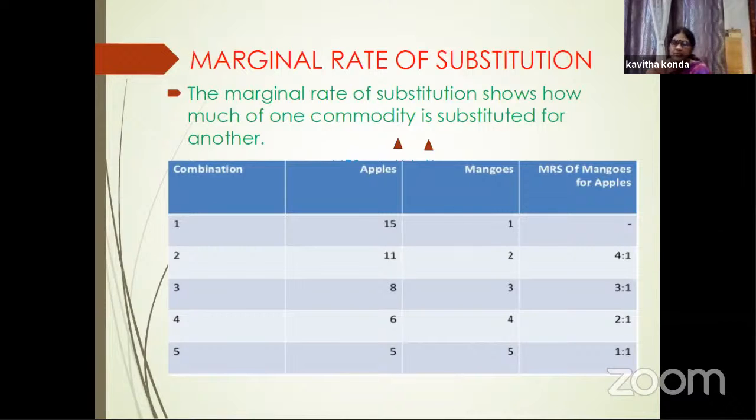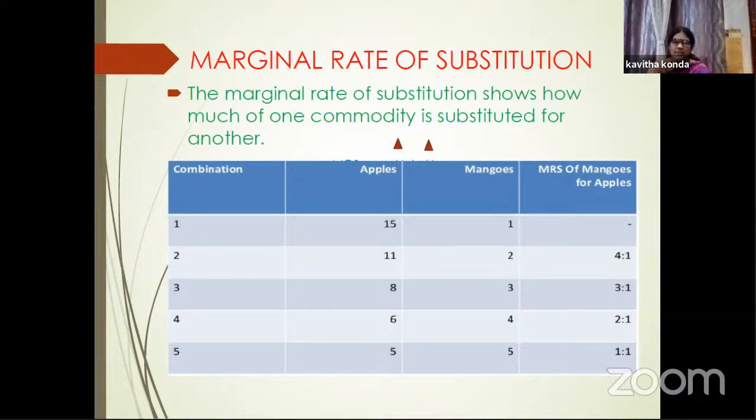And for the 4th combination here, he has given up 2 apples to get 1 more mango. And the 5th one here is 1 to 1. What happened? The marginal rate of substitution is also declining: 4 to 1, 3 to 1, 2 to 1, and 1 to 1. So here, he goes on substituting the x for the y, or the apples for the mangoes here.